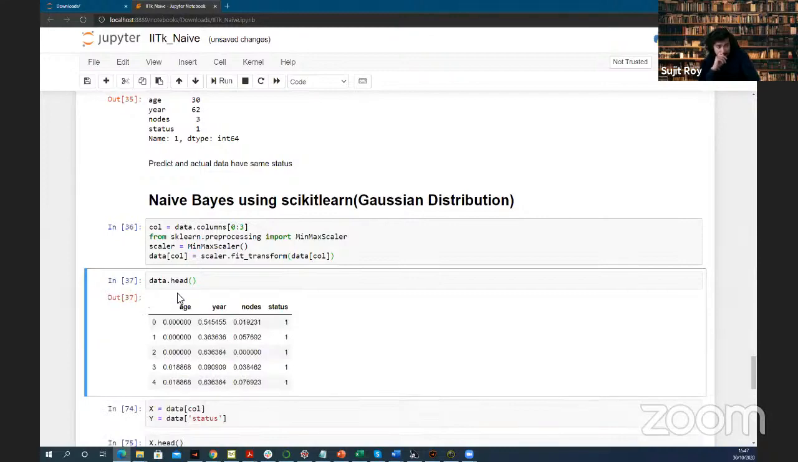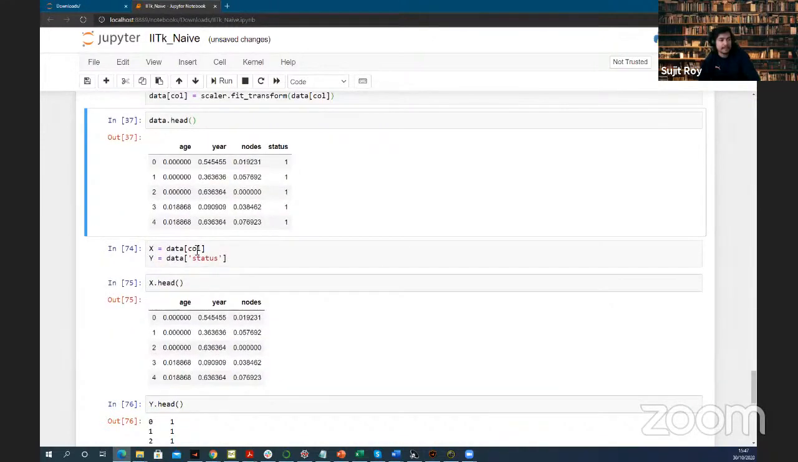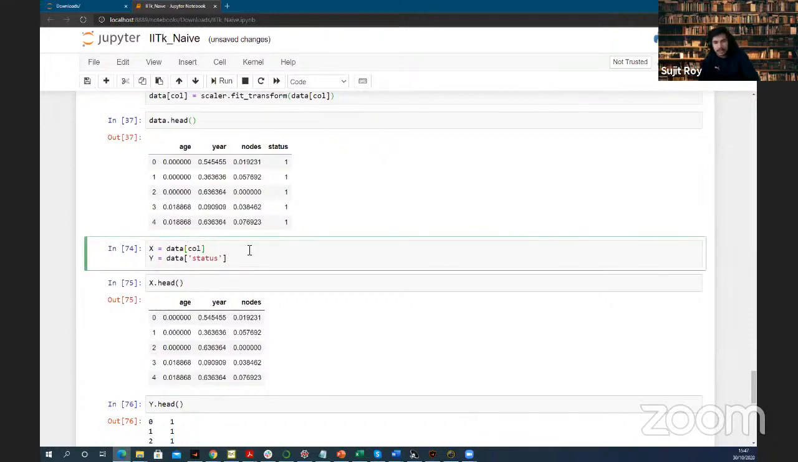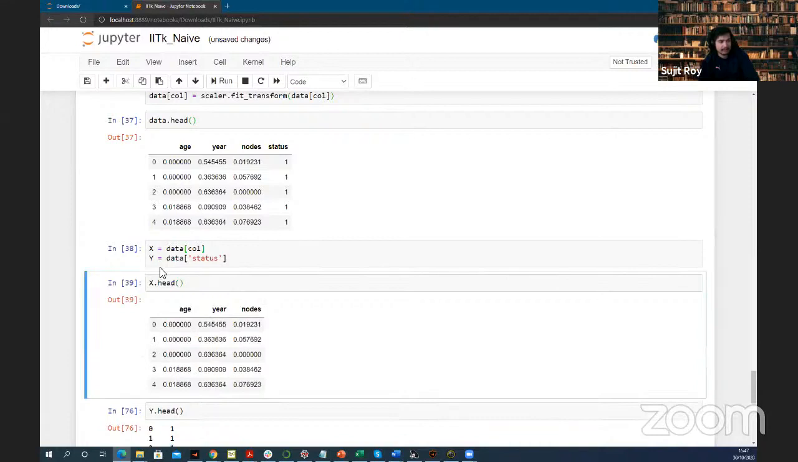So you have age, year, nodes, and status. Similarly, your X is the data column, and the Y is the data status, and then you go for X.head, and you have this one. So for Y, you just remove the status from the X. So you have Y as the standard label now that you are having.